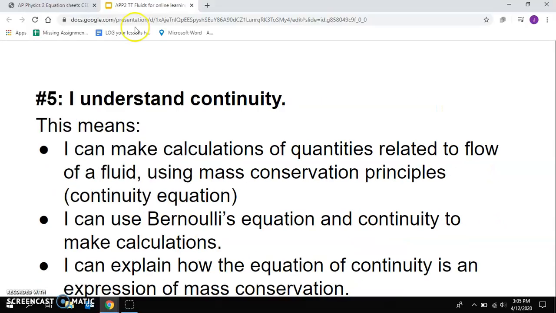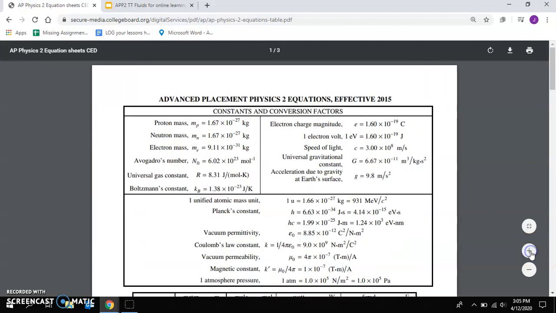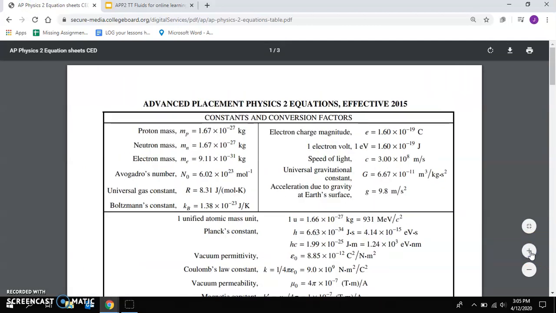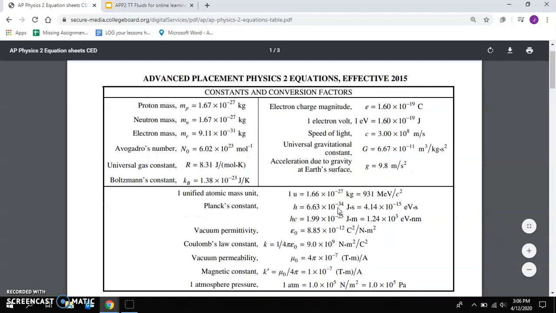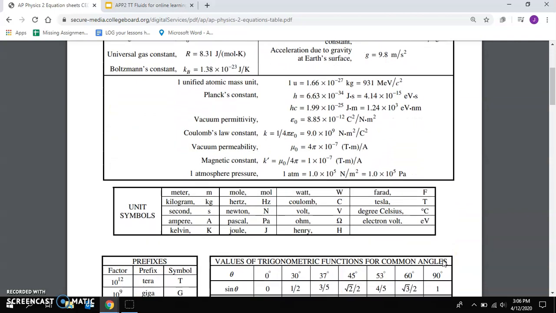And then the last thing I want to do in this video is look at the AP equation sheet. So let's zoom in a little. Relevant equations for this section. You should have the atmospheric pressure we see here, and they're rounding to 1 times 10 to the 5th instead of 1.013.